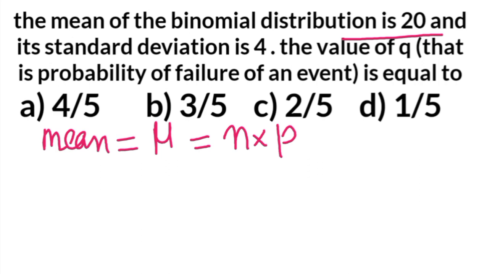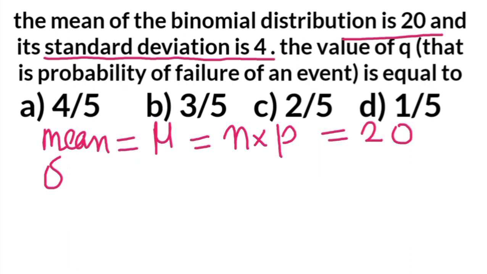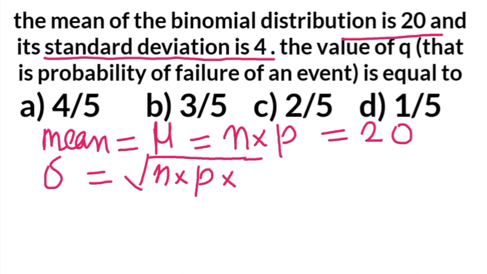So mean is given as 20, so I will write here 20. Also the standard deviation is given as 4. By standard deviation we mean the standard deviation of a binomial distribution, which is equal to the square root of n, that is the number of repeated trials, times p, the probability of success, times q, the probability of failure. The standard deviation is given as 4, so I will write here 4.